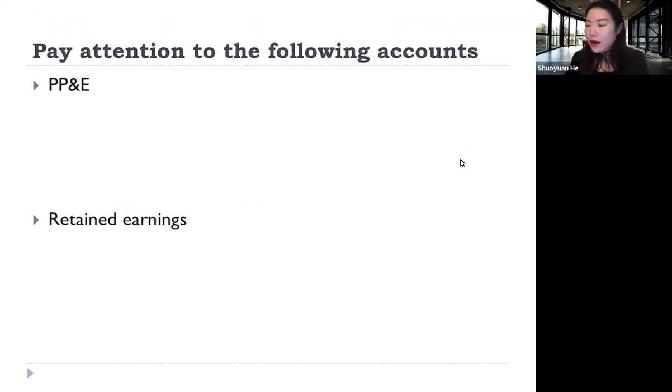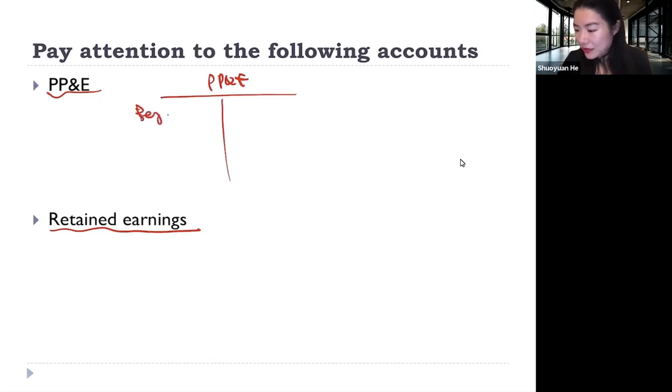And when we are making the cash flow statement, we need to pay attention to two accounts. One is the PP&E account and the other is retained earnings. For those two accounts, we need to decompose them. For PP&E, we have a beginning balance. And then the increase in PP&E usually comes from purchase of PP&E.